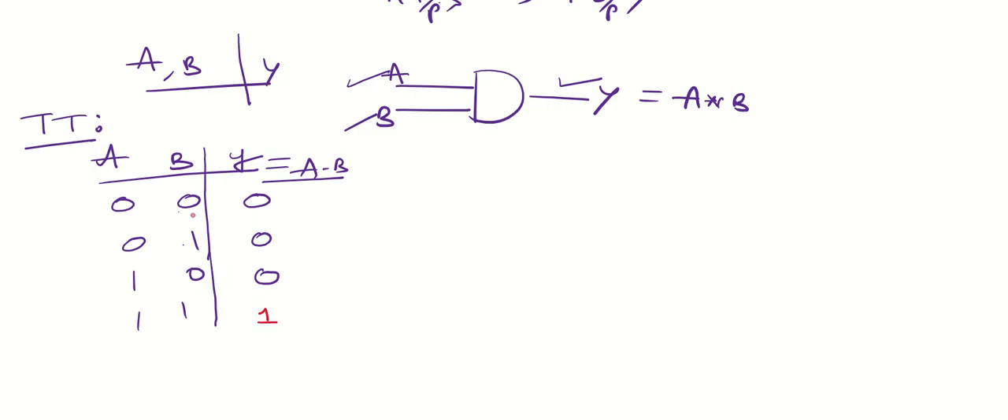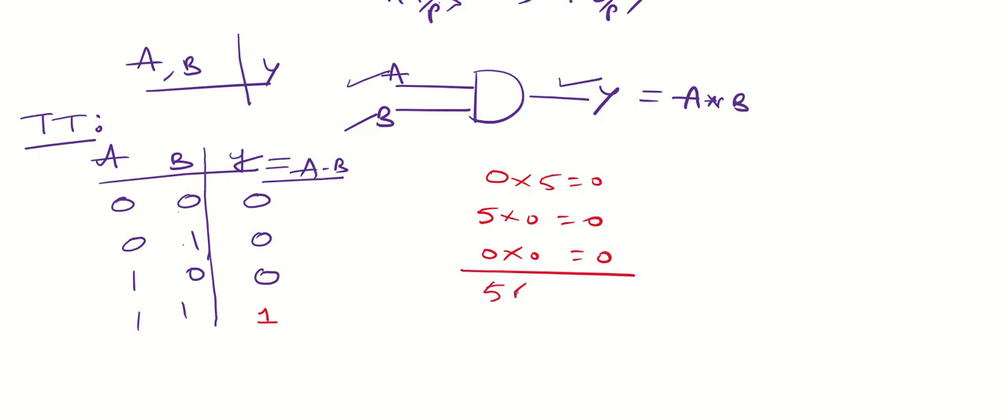Why 1? If any one of the inputs is 0, as in normal multiplication, 0 into 5 is 0 only, 5 into 0 is 0 only, and 0 into 0 is 0 only. When both numbers are non-zero, we get a non-zero value. The same principle applies here. So this is the case of AND gate logic: when both inputs are 1, output is 1.